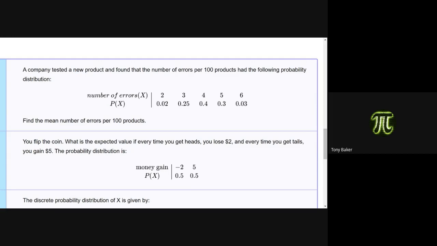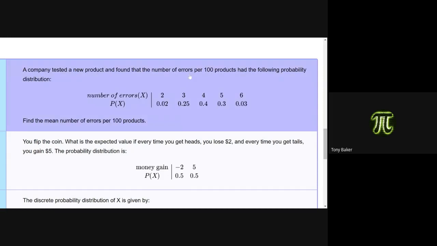So let's look at this one and I'll show you how it works. It's pretty simple. This is the number of errors and that's the probability of each. So first thing, is it a probability distribution? What are the criteria that it has to meet? Every one is between 0 and 1. So is every one between 0 and 1?